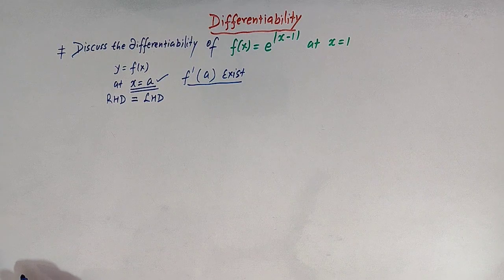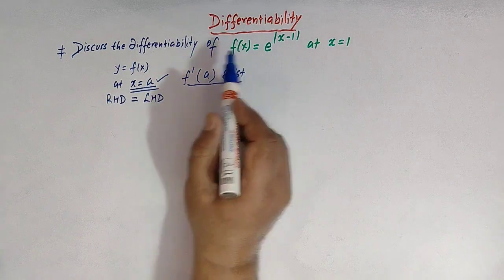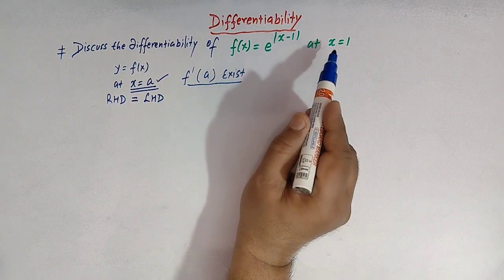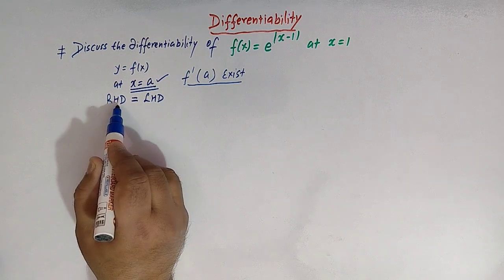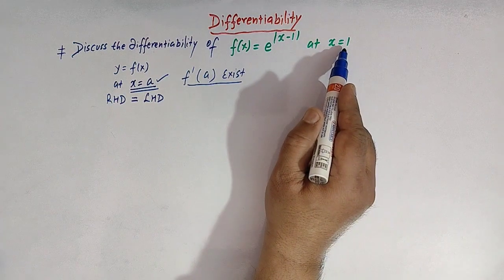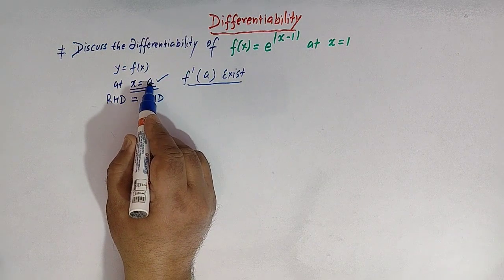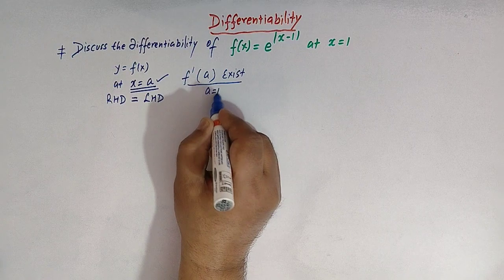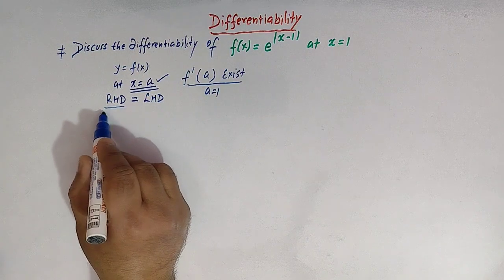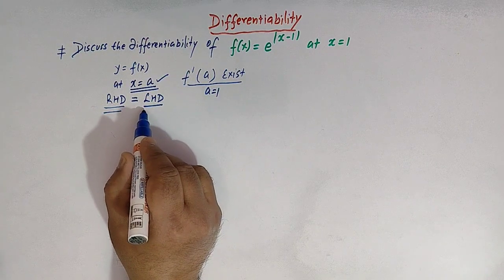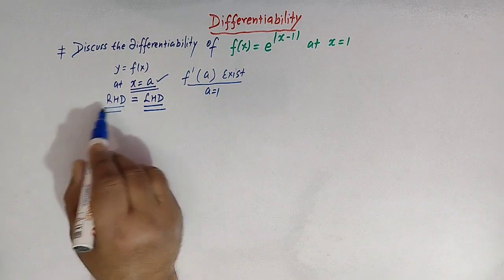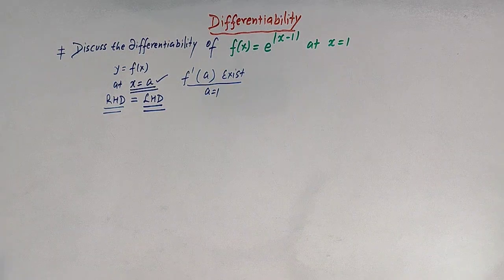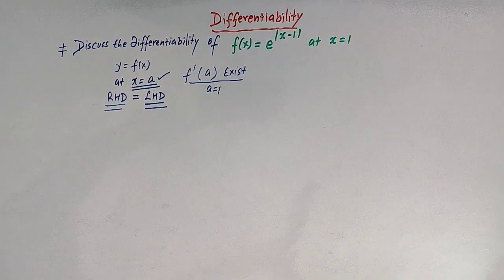So to test the differentiability of this function at x equals 1, we'll first find the right hand derivative at x equals 1. Here this point a is 1. We'll first find the right hand derivative, then the left hand derivative, and then we'll see whether these two derivatives are equal or not.